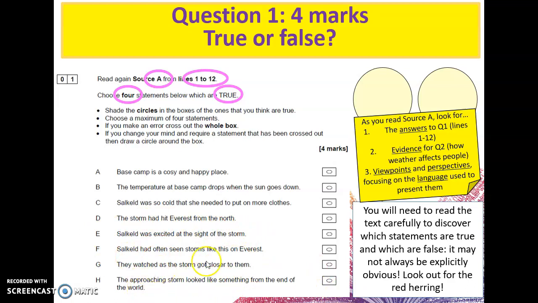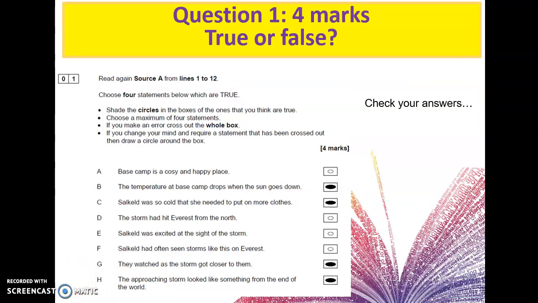What I'm going to ask you to do is to have a go at answering question 1. And you can see the little post-it note on the screen there to remind you of the evidence you're going to look for question 2. So how does the weather affect people? And then any viewpoints and perspectives. So have a read through the whole text, answer that, see what evidence you can find, pause the video now, no peeking at the answers for question 1, and then restart it when you're ready to have a look at those. There you go, you can check your answers so that you can see that B, C, G and H were the correct answers there.